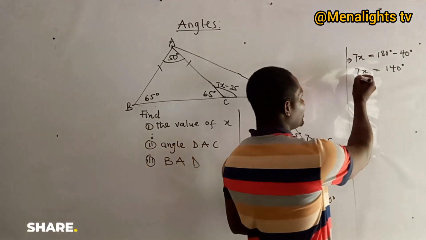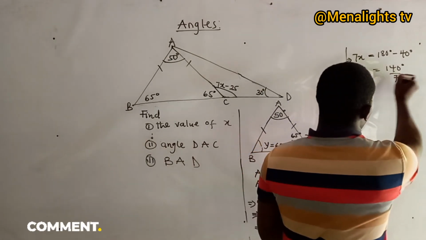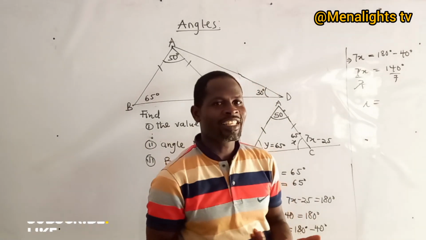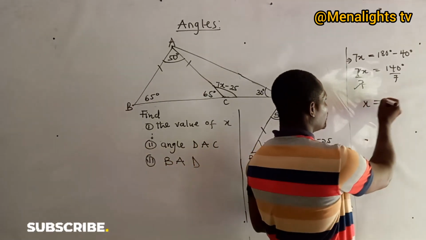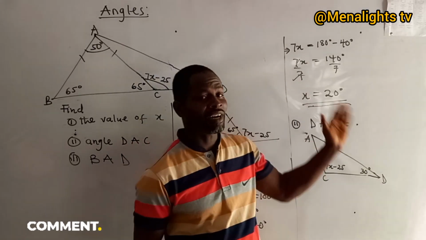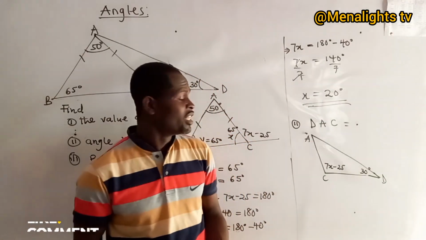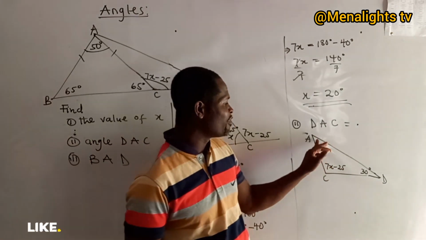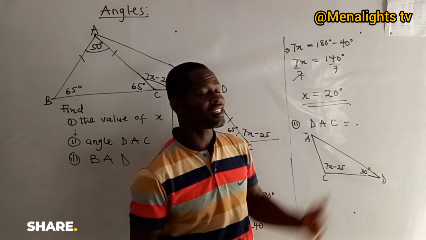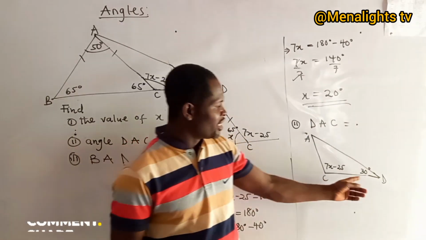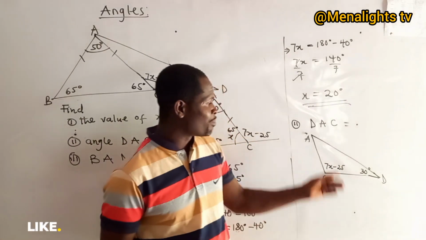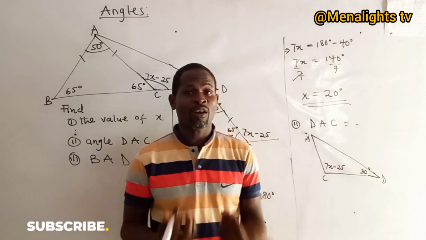So from there you divide both sides by 7. So our x is equal to 20 degrees. So now that we have the value of x to be equal to 20 degrees, we are asked to find the value of the angle on A, DAC. So we know that the 30 degrees plus 7x minus 25 degrees plus the angle on A, when you add all of them, you get what?